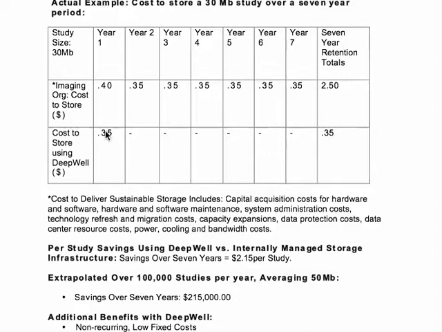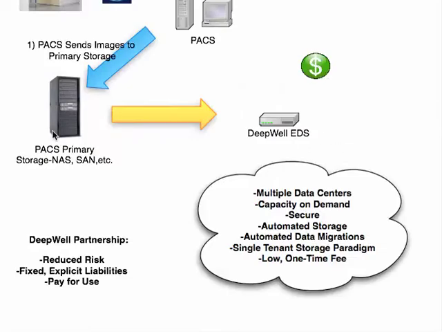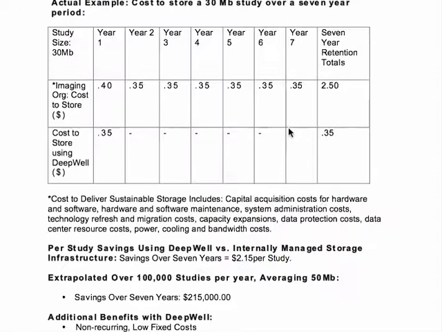With Deepwell, we calculated, and again, this was based on a smaller shop, 35 cents. That's whether it's a 7-year retention period, a 10 or a 20-year period. If it's a 7-year retention and you destroy that data, it costs you a nickel a year. If you keep it for 10 years, it costs you 3.5 cents a year. So again, we're providing enterprise class vendor-neutral archive technology at extremely affordable prices, a one-time ingestion fee for the life of the data.